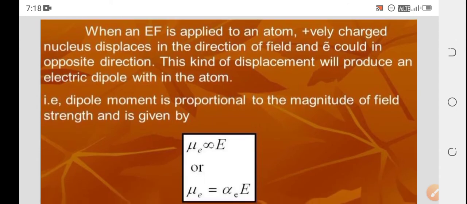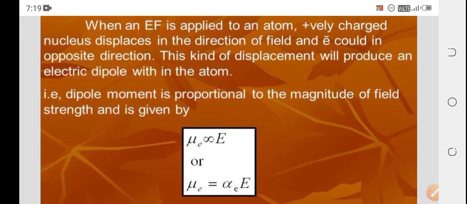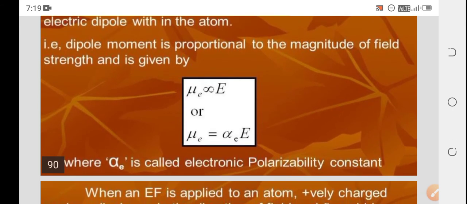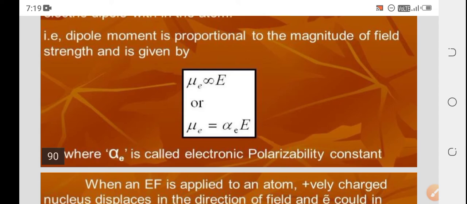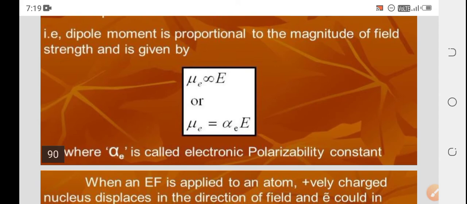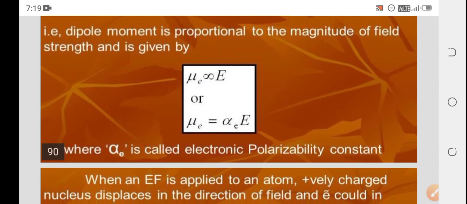This kind of displacement will produce an electric dipole within the atom. That means the dipole moment is proportional to the magnitude of the field strength, and it is given as mu is proportional to E, or mu_E equals alpha_E times E, where alpha_E is called the electronic polarizability constant.